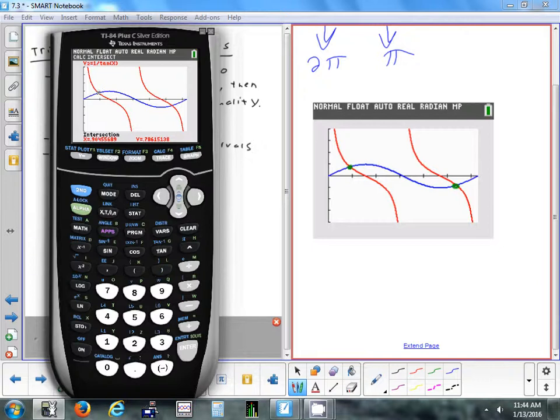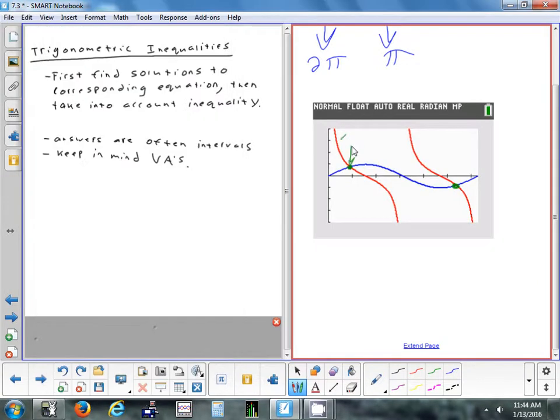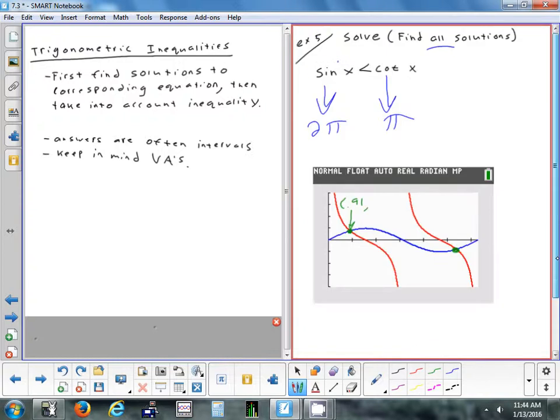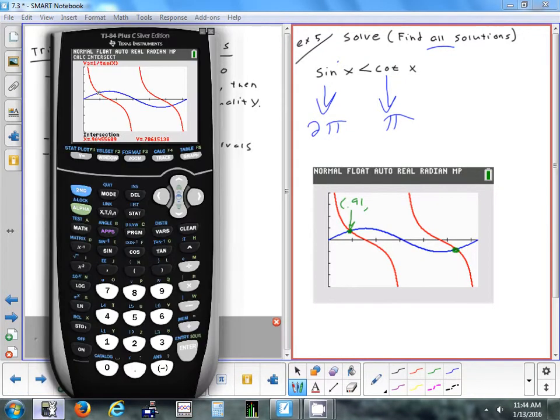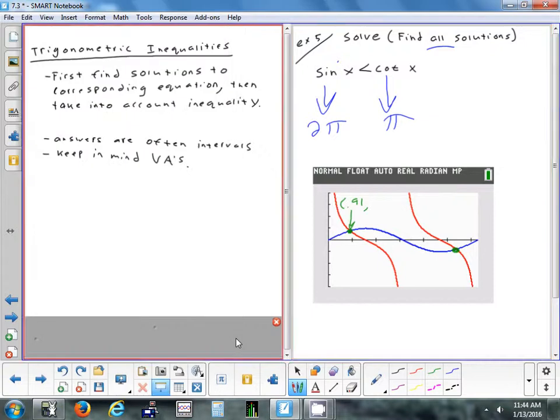Okay, that's about 0.91. Okay, we can write the whole coordinate. We don't really care about the y value. We care about the x value because the problem uses x. Okay, so 0.91 comma 0.79.